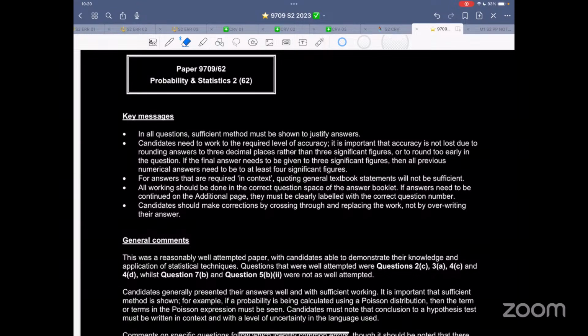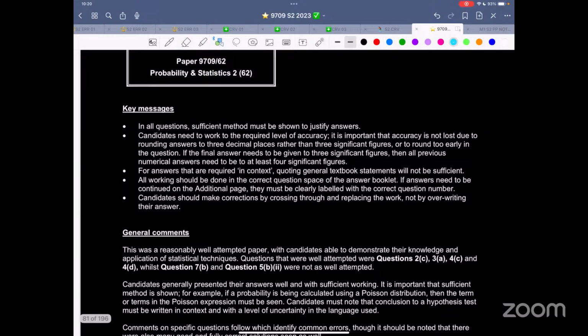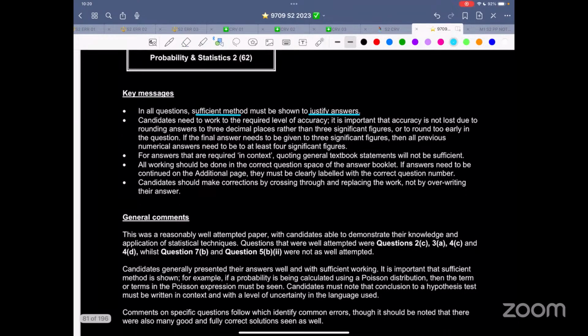So the first thing is that in all questions, let me start underlining. Because tomorrow it's all about your nerves. How cool are you when you are solving a particular paper? So in all questions, first of all, sufficient method must be shown to justify answers. The way that I've explained over here, I think I have done more than sufficient method to justify answers. Second, candidates need to work to the required level of accuracy. Now this story is there from O-level maths, and then P1, and then P3, and then S1, and then S2. That means work in 4SF, final answer 3SF.